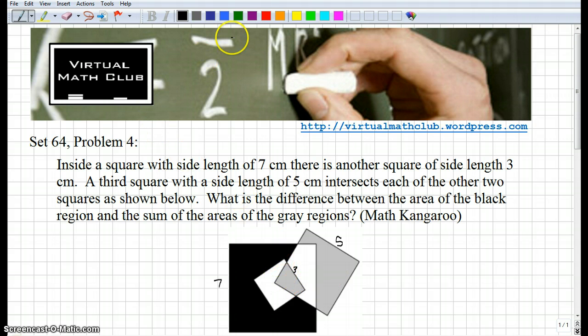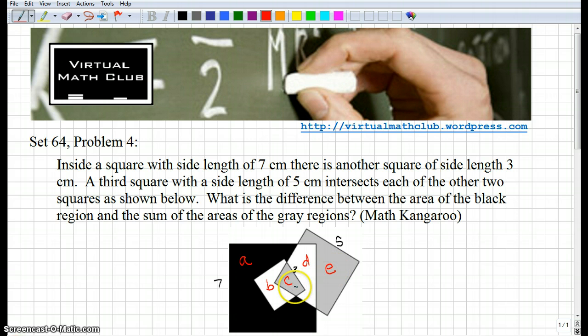Alright, well, first thing I'm going to do, I'm going to label these regions. Okay, so I'm going to call this black region A. And then this white portion of the small square, I'm going to call that B. And the gray region of the small square, I'm going to call that C. And this white region of the large square, I'm going to call that D. And this gray region out here, I'm going to call that E.